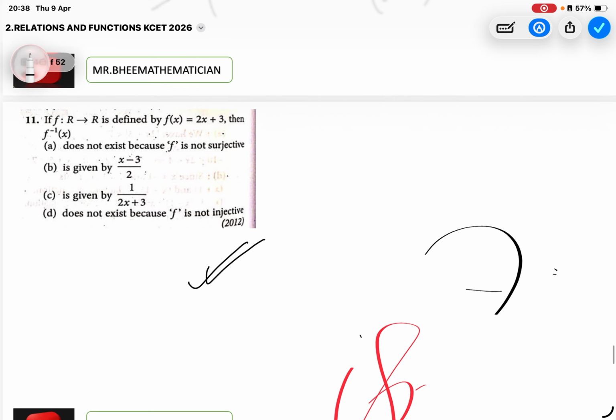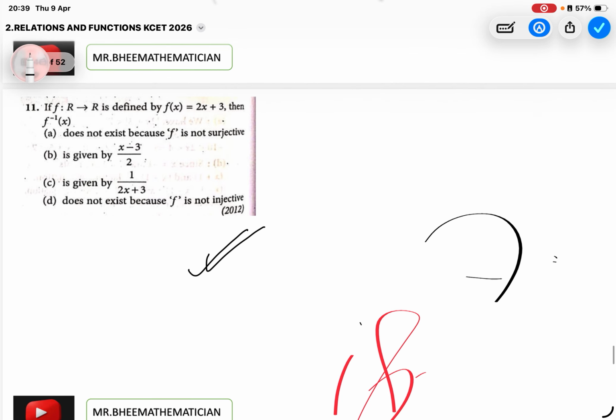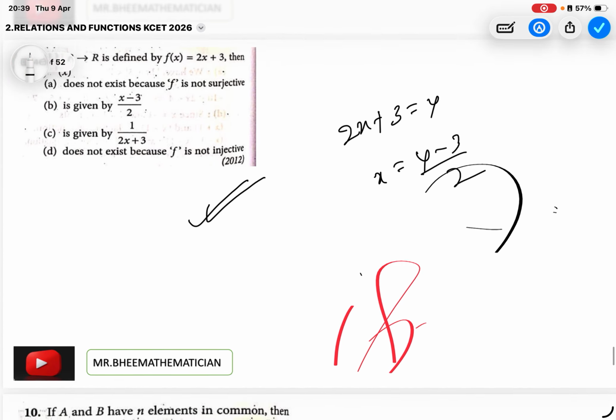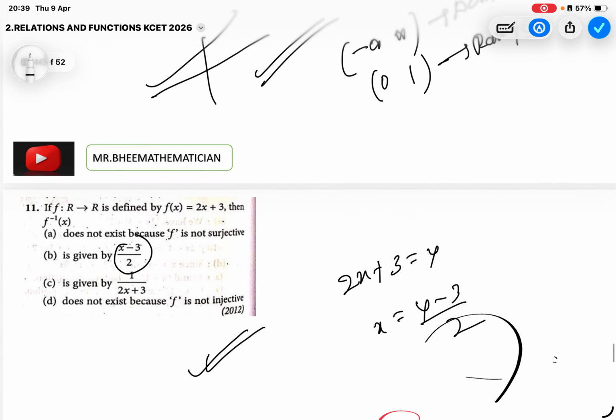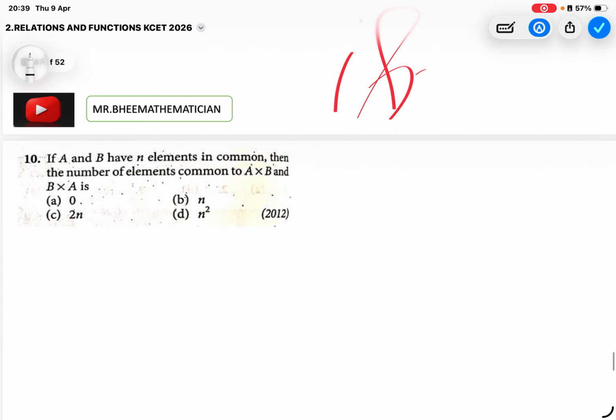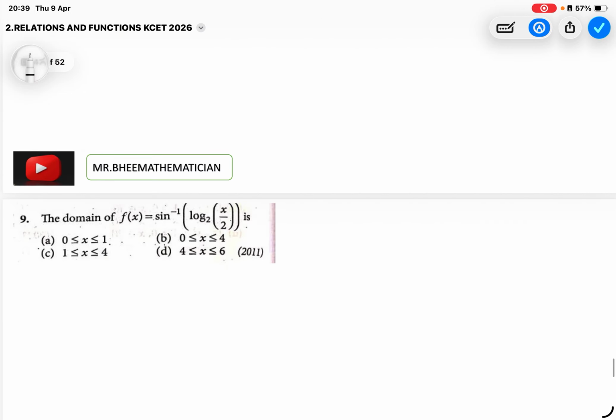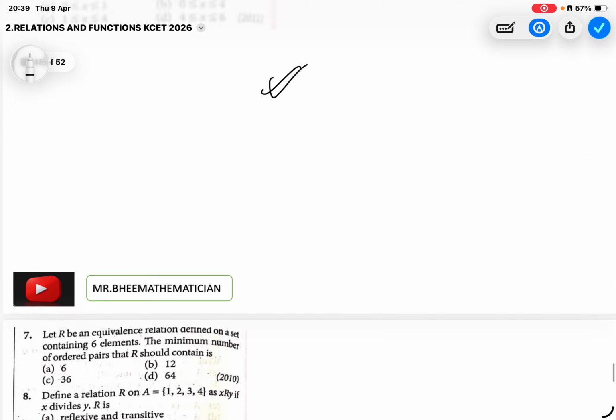So this one is for you. Find the value, very easy. 2x plus 3 is equal to y. x is equal to y minus 3 by 2. It means x minus 3 by 2. Which option? Option B. And you can do this one very easily. 11 also are given for you to solve.